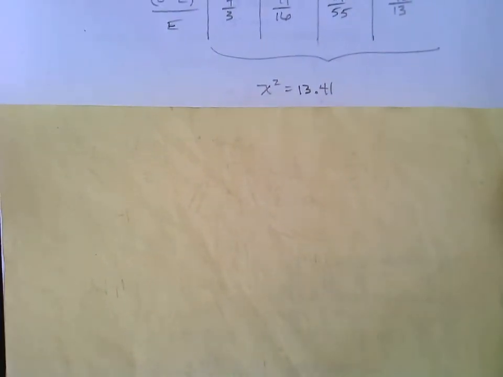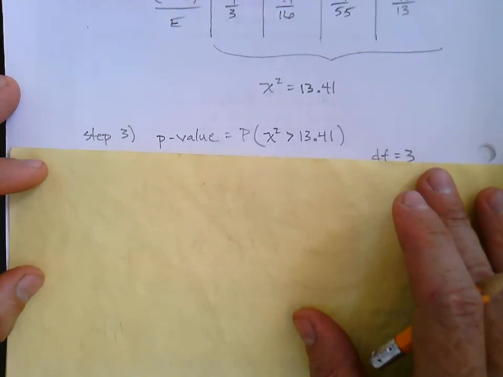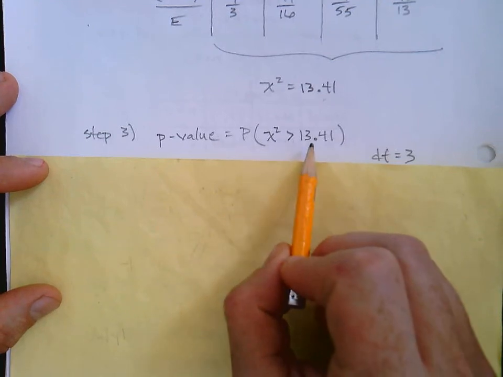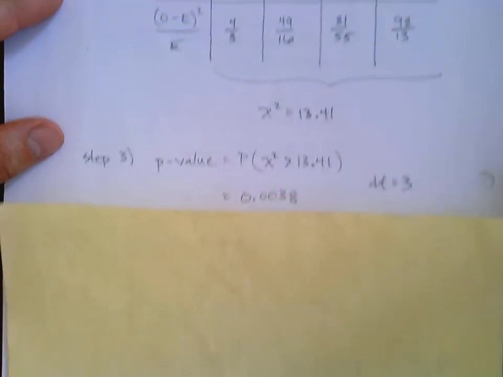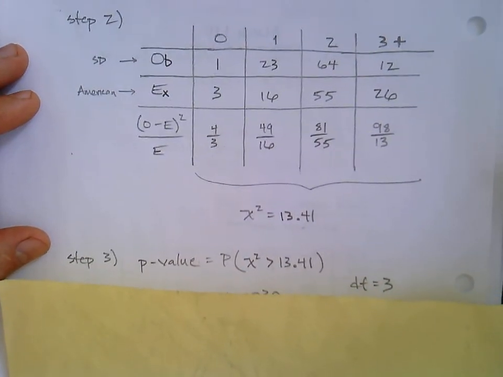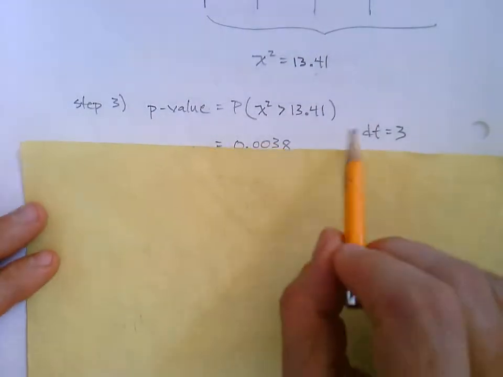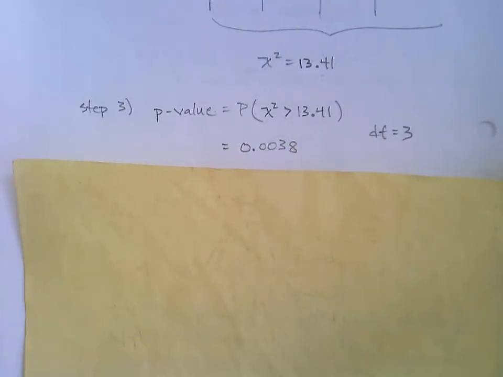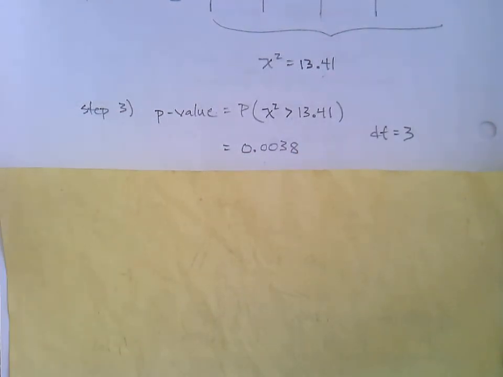Now we want to calculate our p-value. So you're going to go to your chi-square calculator in StatCrunch. You're going to put a greater than. Remember, it's always greater than 13.41. Degrees of freedom. What are the degrees of freedom this time? Well, you notice we've got 4 categories. And so we subtract 1, so degrees of freedom is 3. Okay. So hopefully you guys are able to reproduce that p-value, 0.0038, with that chi-square value and those degrees of freedom.